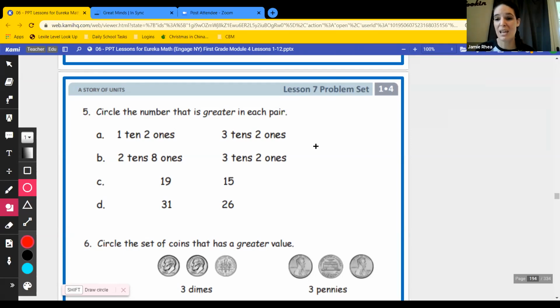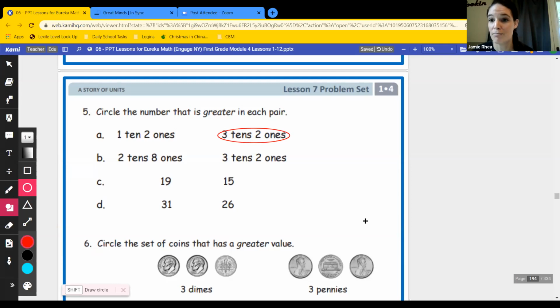Now I'm going to do A with you so you can make sure you know what you're doing. Here I have 1 10, 2 1s, and 3 10s and 2 1s. Guys, it's the same thing. We're going to look at our 10s first. How many 10s do I have here? 1. How many 10s do I have here? 3. So which one had more? My 3 10s. I have 32. So I'm going to circle 3 10s, 2 1s, because 3 10s is greater than 1 10.